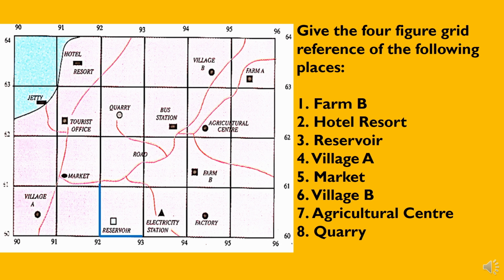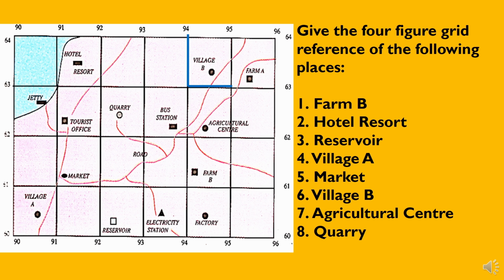Next is Village A. Village A is 9060 since Village A is east of Easting 90 and north of Northing 60. Next one, the market. The market's 4-figure grid reference is 9161 as it is located immediately east of Easting 91 and immediately north of Northing 61.